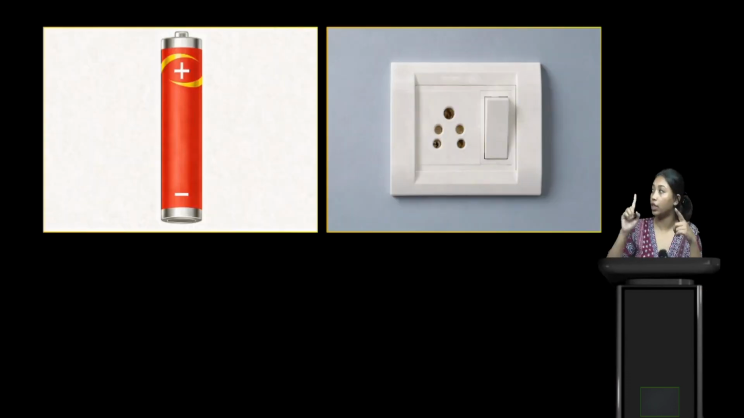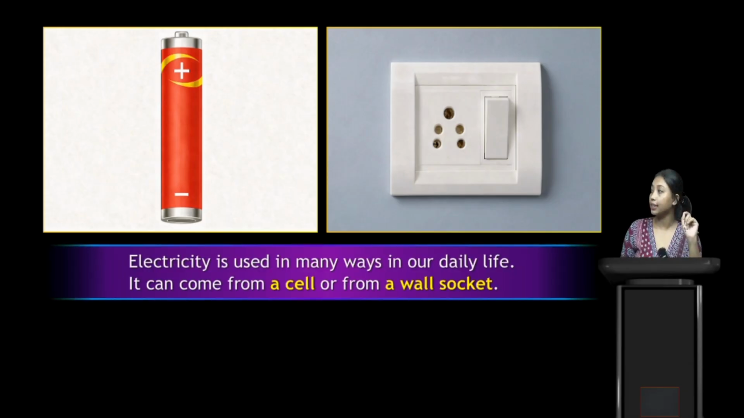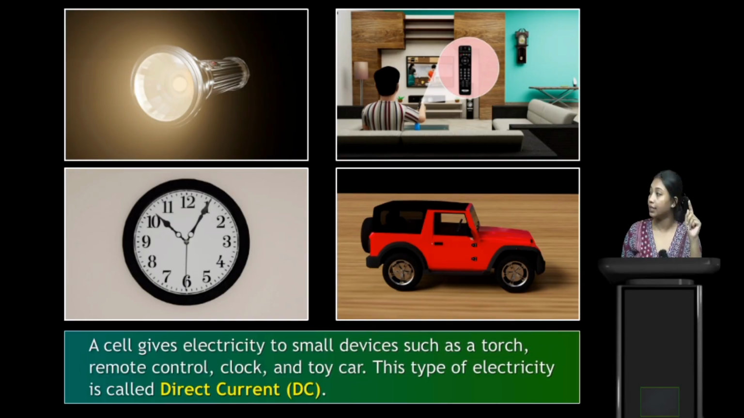Okay, now these two things, one is a battery and another one is a socket. It's saying that electricity is used in many ways in our daily life. It can come from a cell or from a wall socket. A cell gives electricity to small devices such as a torch, remote control, clock and a toy car. This type of electricity is called direct current.